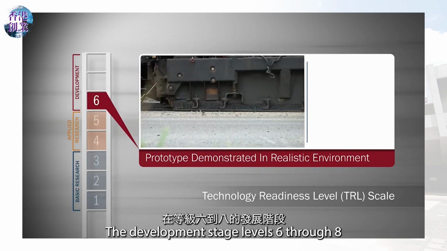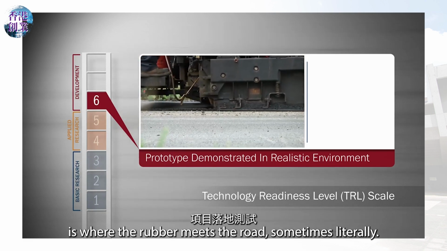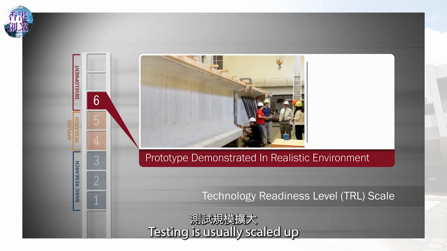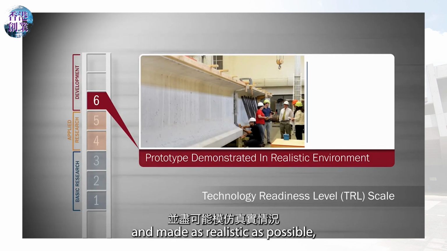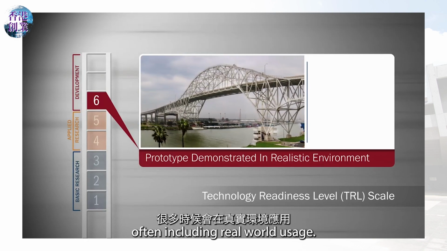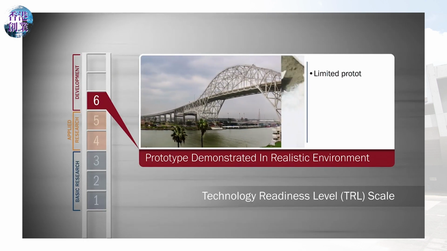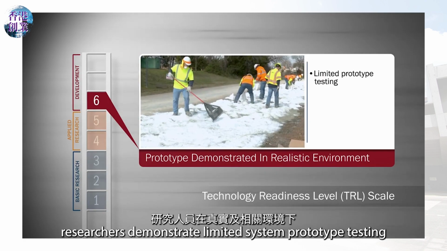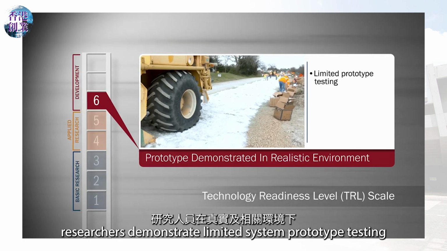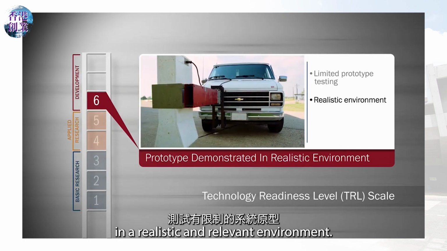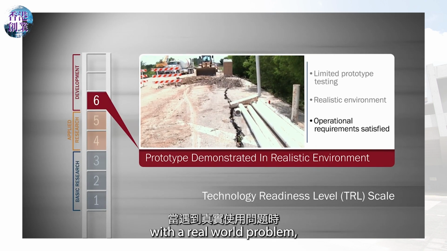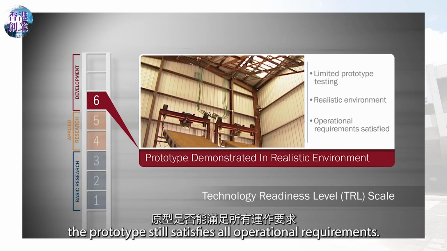The development stage, levels 6 through 8, is where the rubber meets the road, sometimes literally. Testing is usually scaled up and made as realistic as possible, often including real-world usage. At level 6, researchers demonstrate limited system prototype testing in a realistic and relevant environment. It's important to check that when confronted with a real-world problem, the prototype still satisfies all operational requirements.